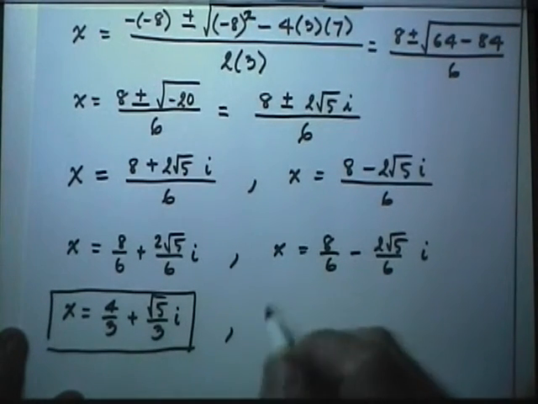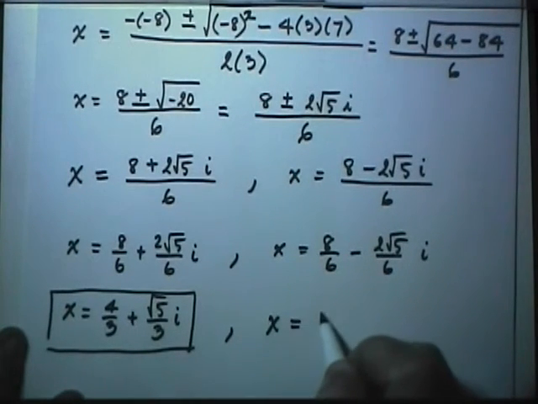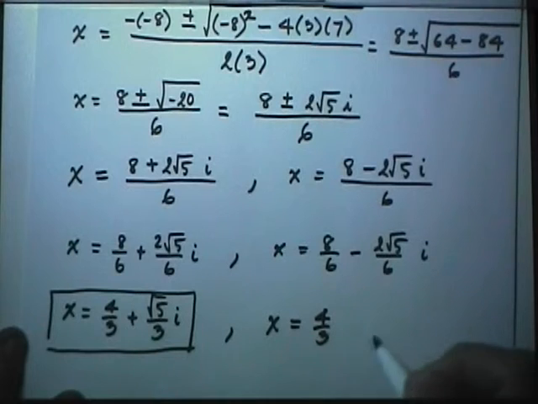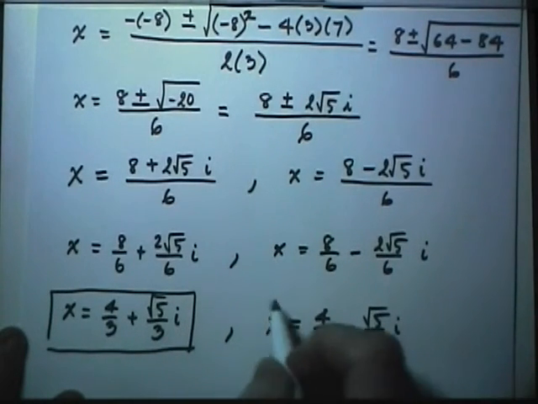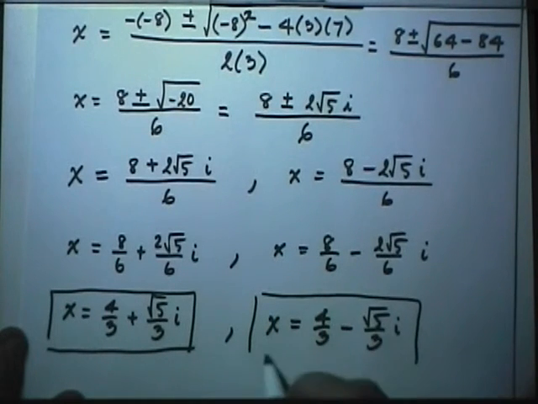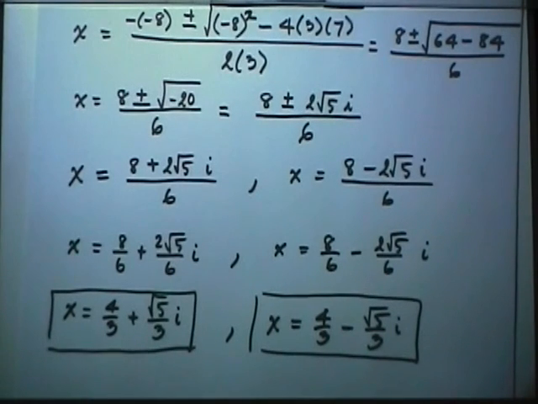My second solution to the equation here, after reduction of those fractions, you have x equals 4/3, right? Minus square root 5 over 3i. And that is your second solution of the equation. Okay? And that is how you solve a quadratic equation using the quadratic formula. Alright.